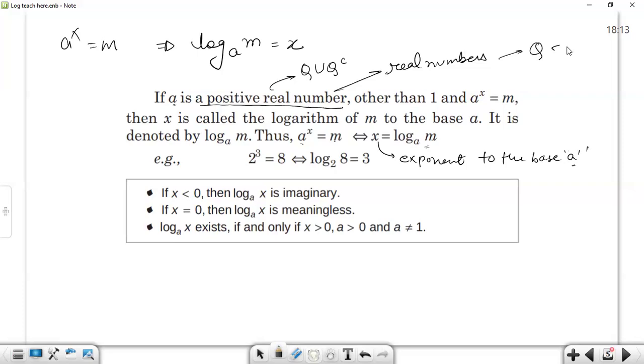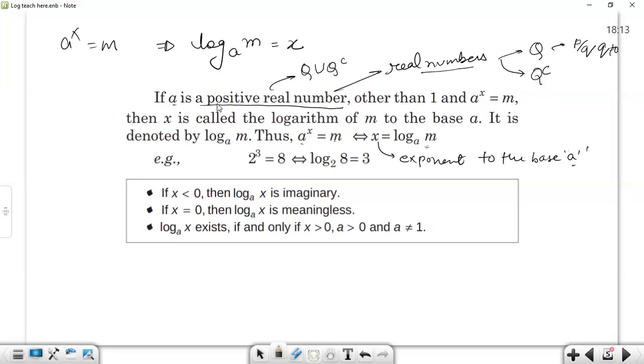Rational numbers are those numbers which can be represented in p by q form, where p and q are integers and q is not equal to 0. And those numbers which cannot be represented in the given format are termed as irrational numbers simply. And the union of both is the set of real numbers.